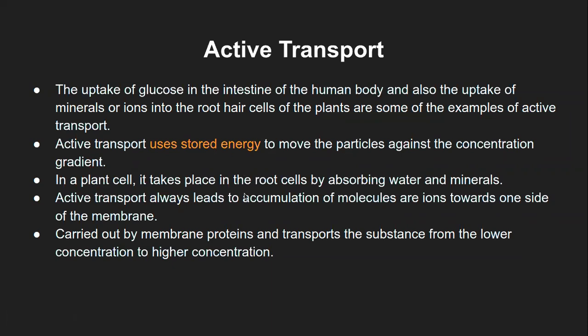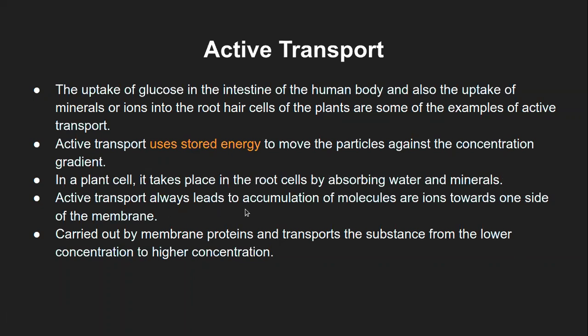In plant cells, it takes place in the root cells by absorbing the water as well as minerals. Water absorption is happening because of the suction force, and of course because of osmosis. But the mineral absorption can happen by diffusion when the root hair is new, and over time it will start happening by this active transport mechanism.